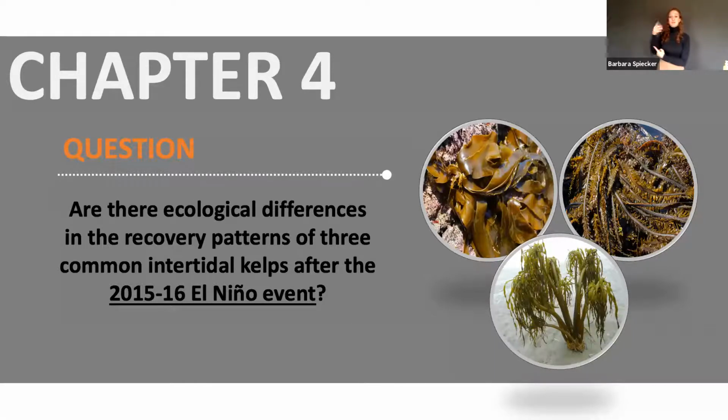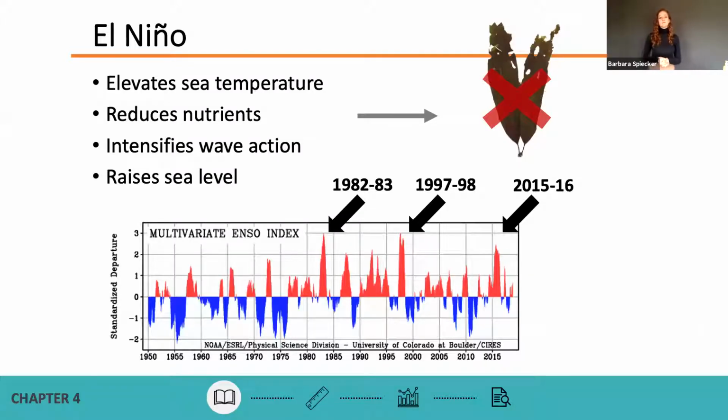So now in chapter 4, I ask the question, will these 3 common kelp species of the Oregon intertidal recover in different ways following the recent 2015-2016 El Nino event? And how might those patterns of recovery vary with biotic and abiotic factors? Whenever an El Nino event happens, let's just talk first about what happens during an El Nino event, which is that sea temperature goes up.